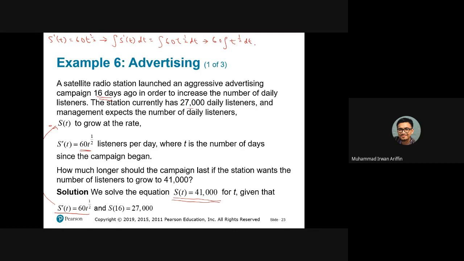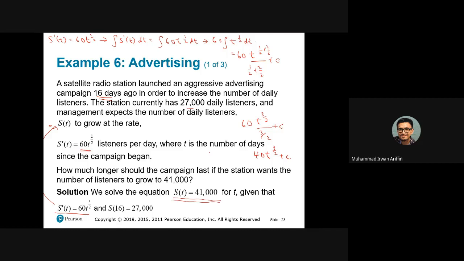So this is to the power of half. This becomes t to the power of 1/2 plus 2/2, divided by 1/2 plus 2/2. Don't forget our c. So this becomes 60 t to the power of 3/2 divided by 3/2, plus c. Simplify this: 60 divided by 3 is 20, 20 multiplied by 2 is 40, so 40 t^(3/2) plus c.